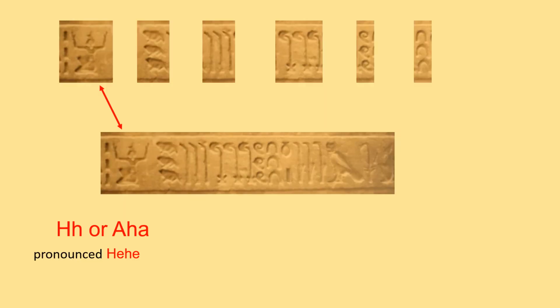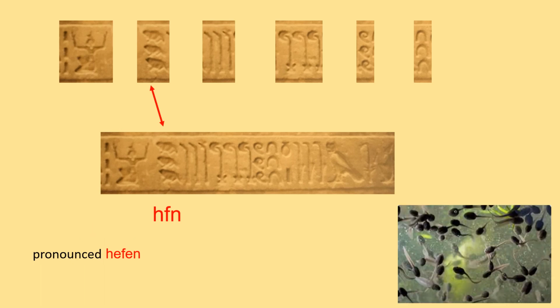For this exercise, we will focus on each of the numerals. The first Medu Neter symbol represents the Neter Hehe or Aha. The transliteration is HH. We could pronounce this as Hehe or Aha. The second numeral is represented by a tadpole. It is transliterated with the H, F, and N. We will pronounce this as Heffen.